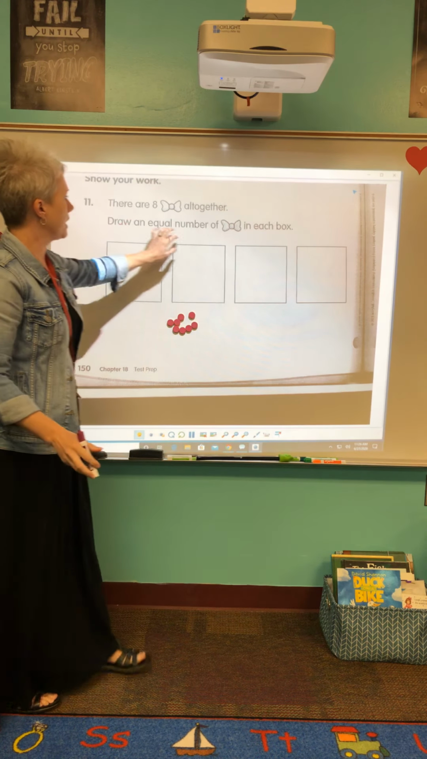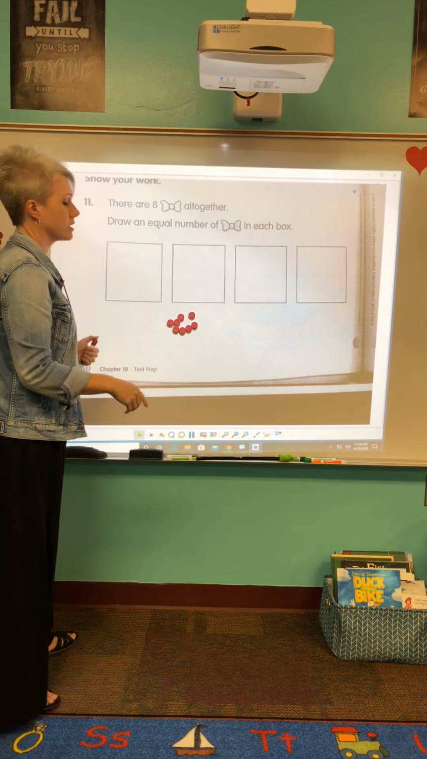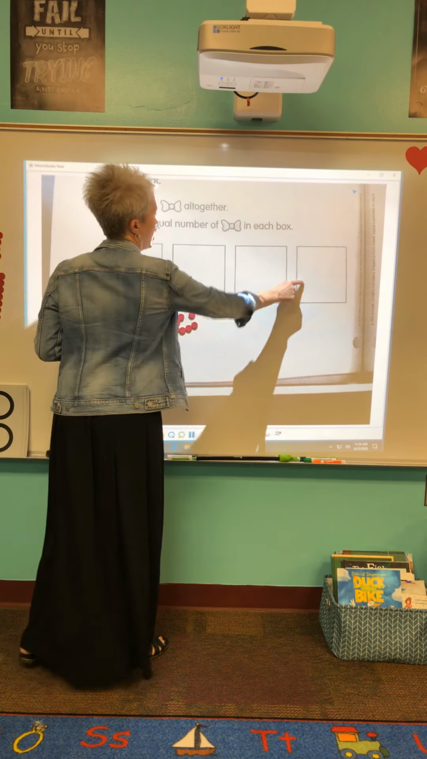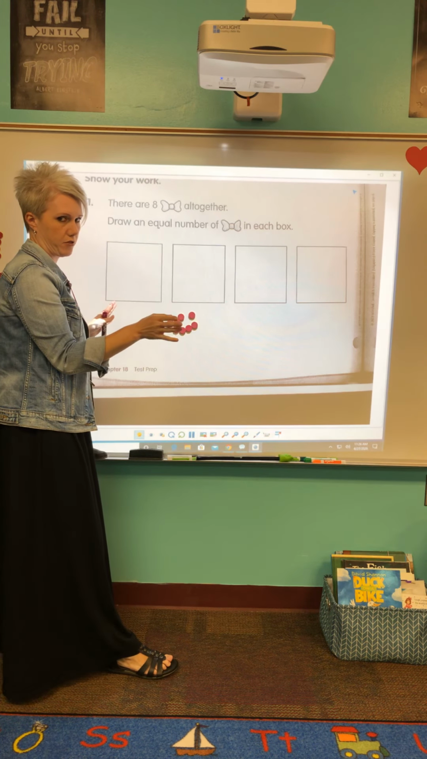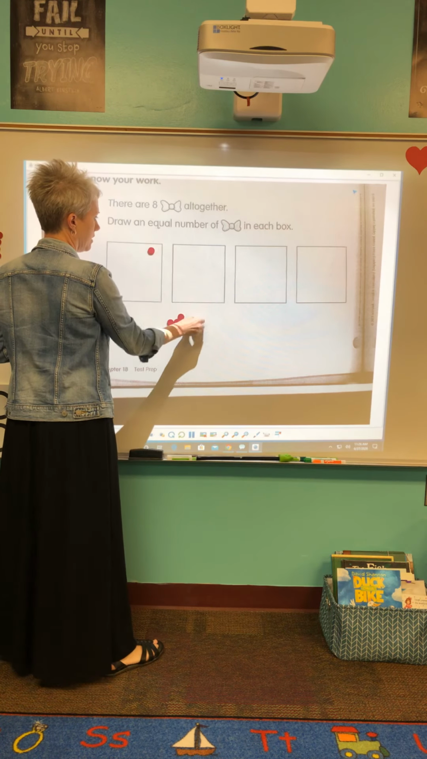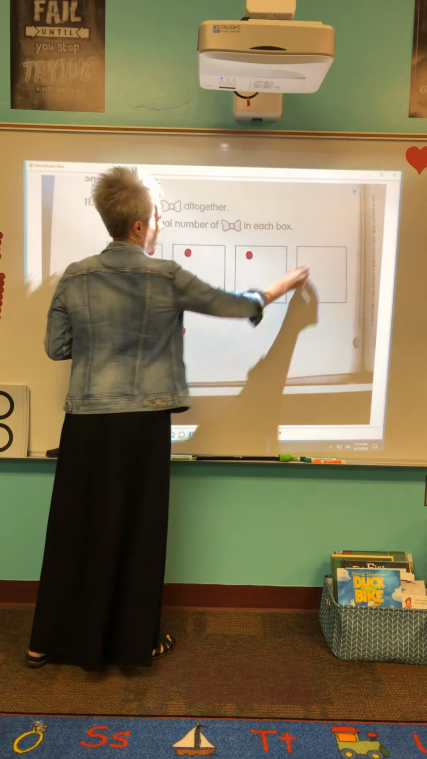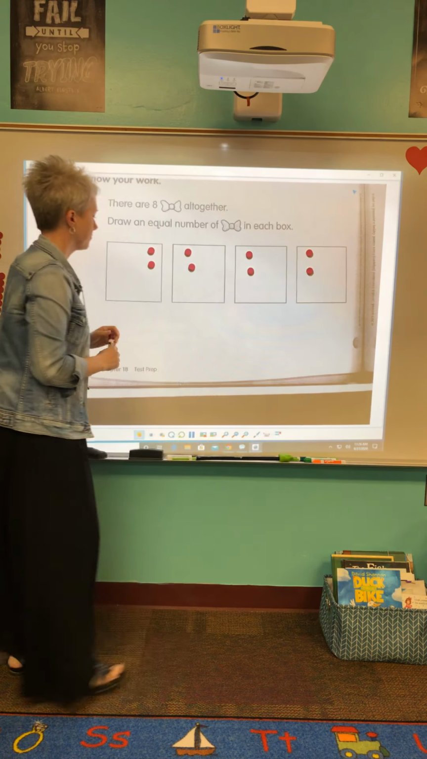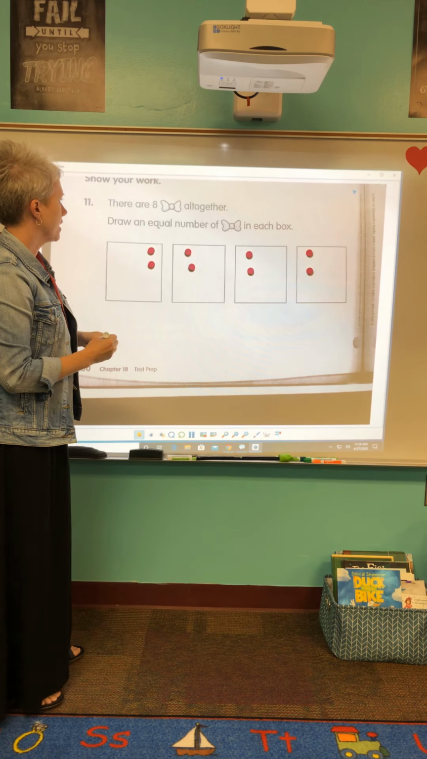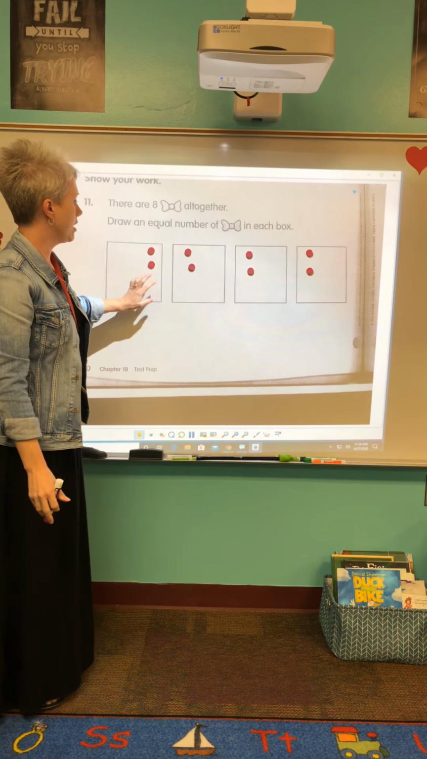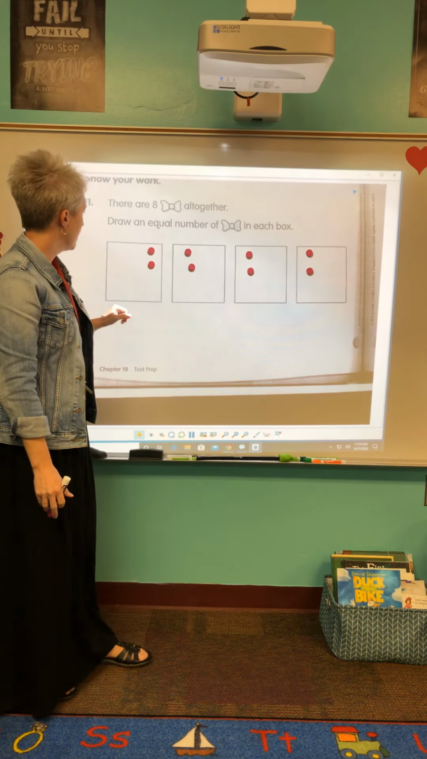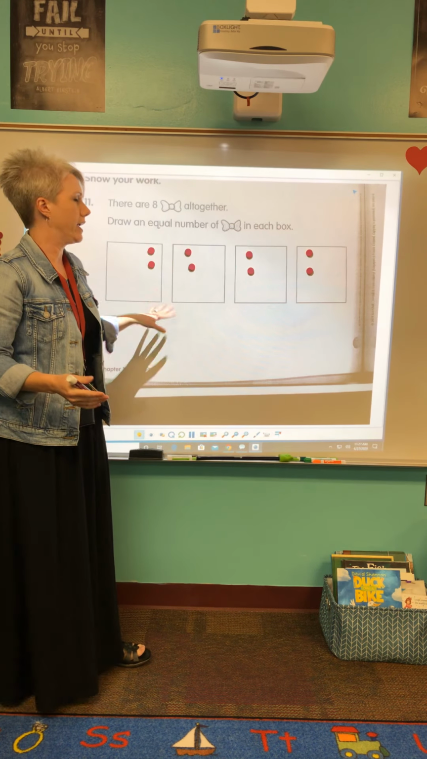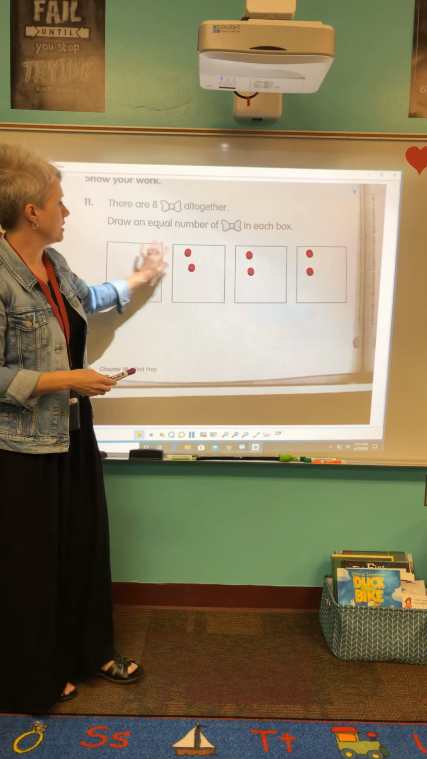Okay. Draw an equal number of bows in each box. Well, the easiest way to divide these up is to put 1 bow in each box until you get to 8 altogether. Okay? So 1, 2, 3, 4, 5, 6, 7, 8. So I have 8 altogether. I divided them up into 4 groups, and each group has 2 in each. If you can draw bows, then you can draw it out, but I don't draw very well, so I used counters instead of bows.